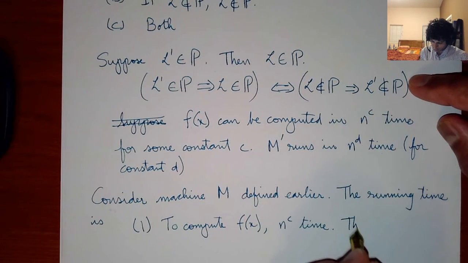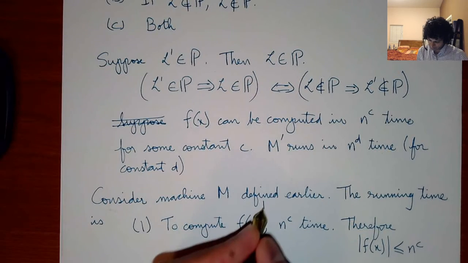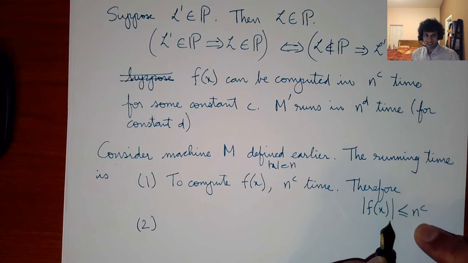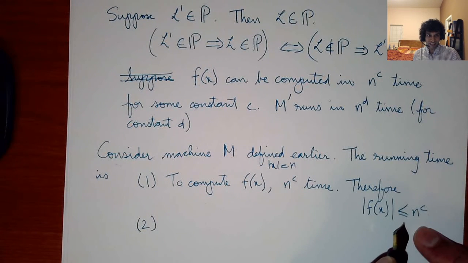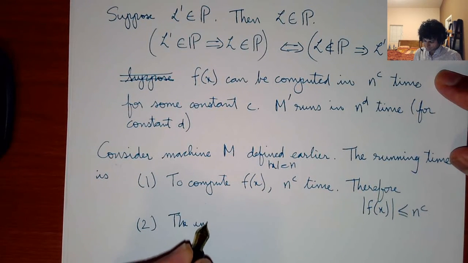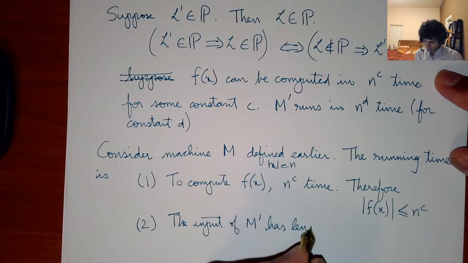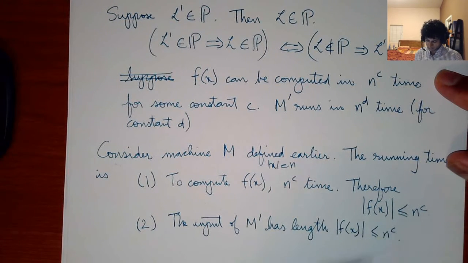Note that therefore the size of f of x is at most n to the c. Remember, n is the length of x, the initial input. Now we're going to feed this into M prime. M prime runs in n to the d, but the n for M prime is actually going to be the length of f of x. So the input of M prime has length at most n to the c.